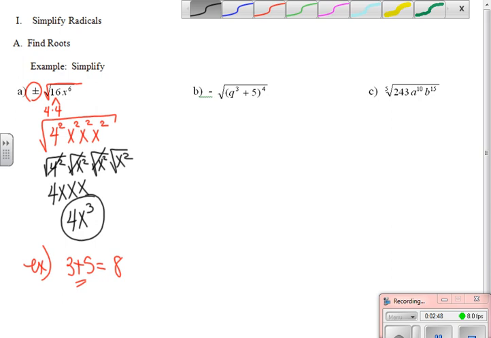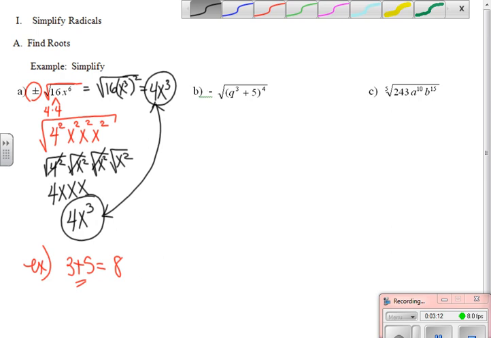Now another way you could think about this is the square root of 16. Now remember, we're looking for groups of 2. I could write it as x cubed squared. So then the square root of 16 is 4. The square root of x cubed squared, the squared and the square rooting cancel, and it leaves x cubed. So we get the same answer with maybe a little more work between.